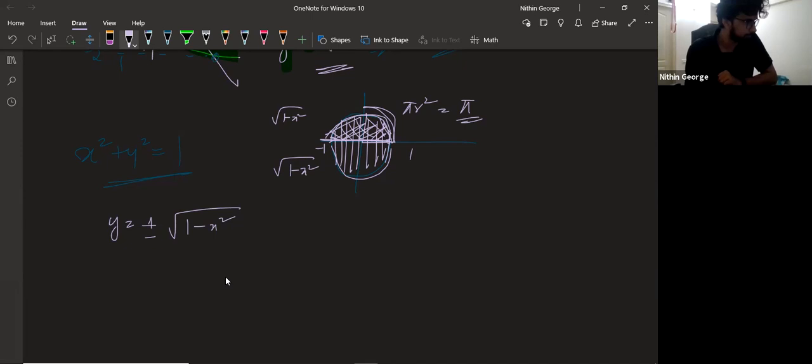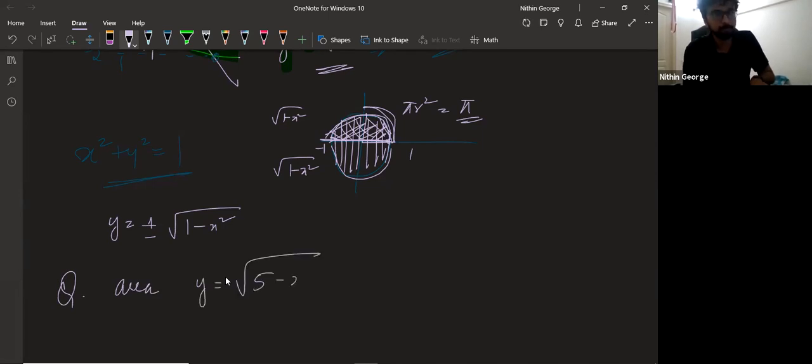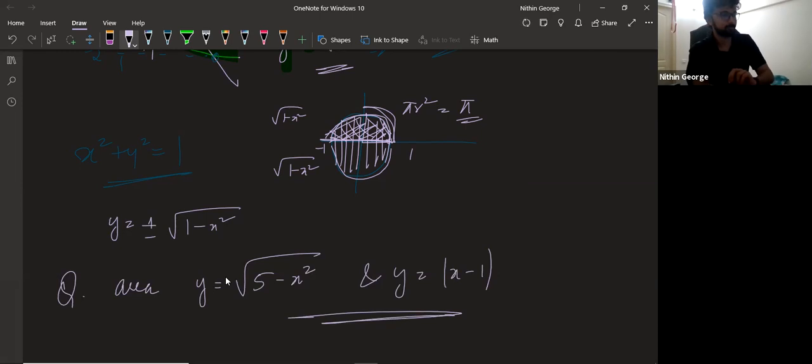Now, do one question. Find the area bounded by the curve y equal to root of 5 minus x square and y equal to mod of x minus 1. Find the area bounded by these curves.